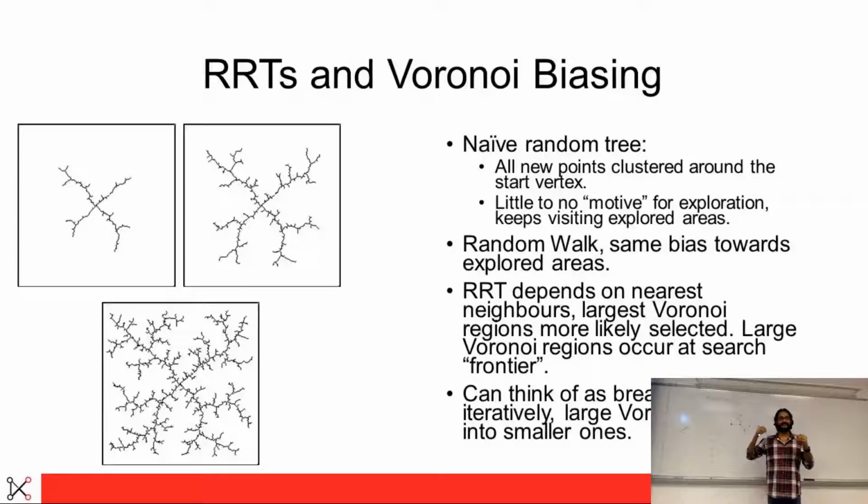It's not an explicit bias. It just so happens that because we are taking nearest neighbors, and not the nearest point, it makes it biased towards larger Voronoi spaces, right?